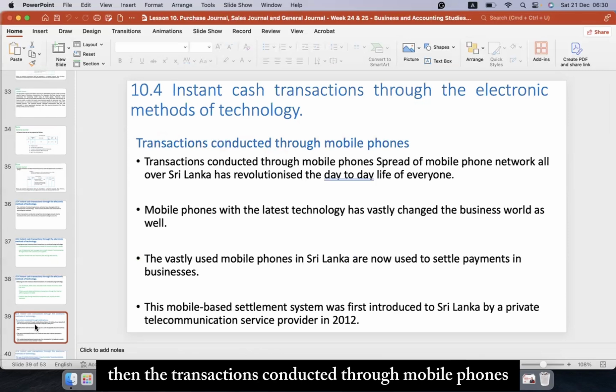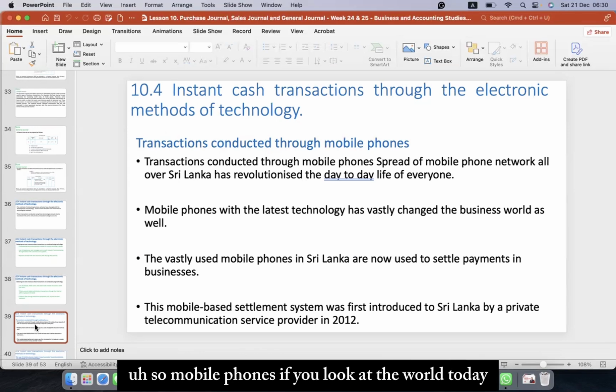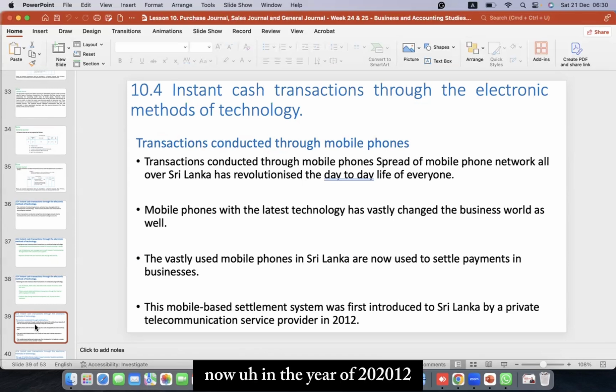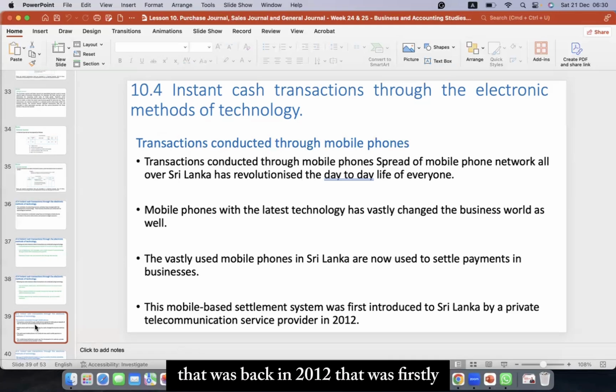Then the transactions conducted through mobile phones. Okay. So mobile phones, if you look at the world today, they changed the business world so much. Now, in the year 2012, a mobile-based settlement system was first introduced to Sri Lanka by a private telecommunication service provider. Okay, that was back in 2012.